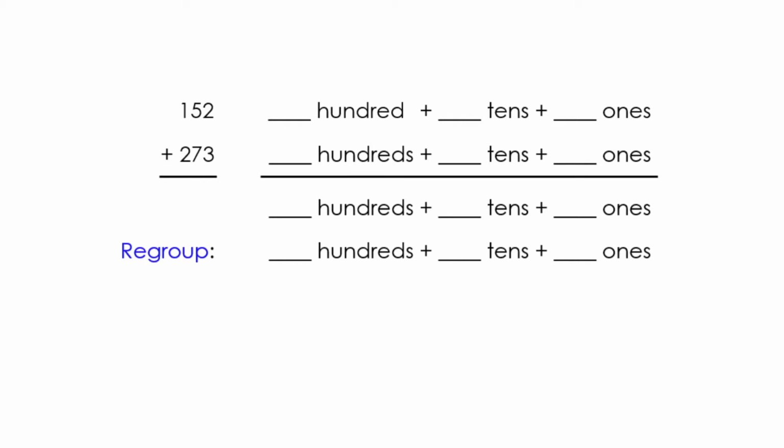152 plus 273. So we'll do 1 because it has 100, 5 tens, 2 ones. And this one has 2 hundreds, 7 tens, 3 ones. So when you add them up, here's where you're going to be adding. 2 ones plus 3 ones is 5 ones. 5 tens plus 7 tens is 12 tens. And 100 plus 200 is 300s.